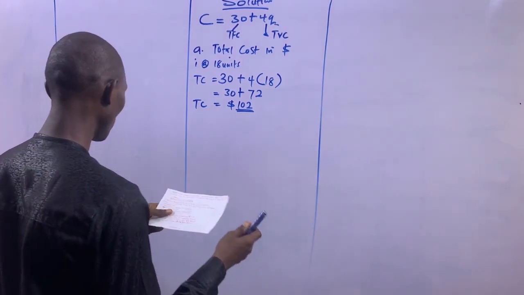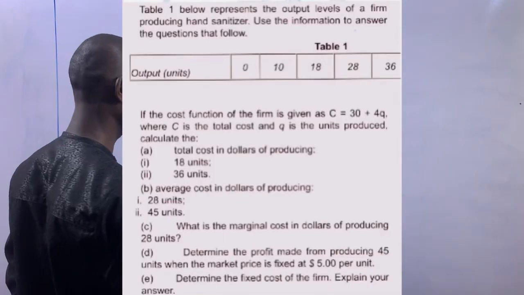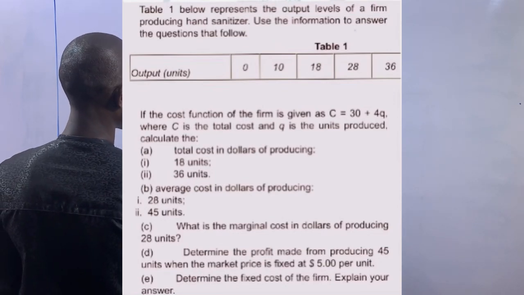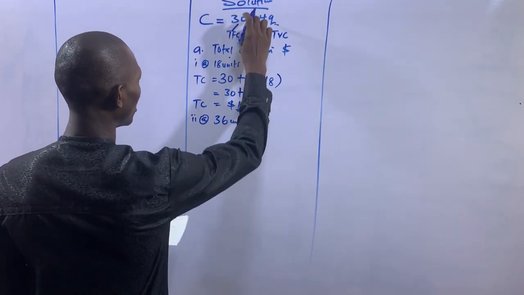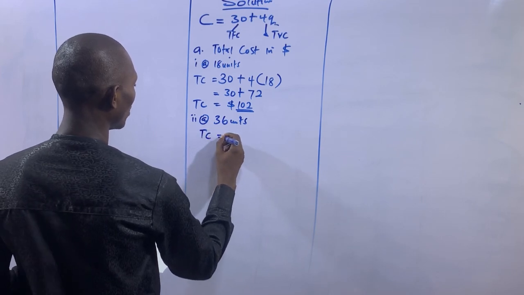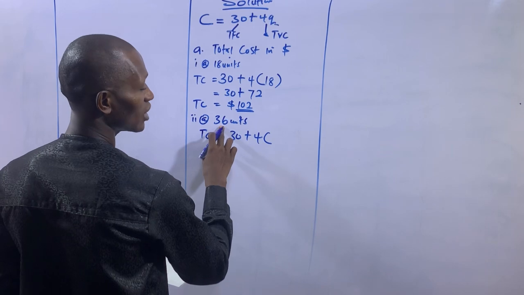Then the second, Roman figure 2 now, that's the total cost at 36 units. So we are still going to make use of this total cost function. So we have total cost now equals 30 plus 4, and our units produced now is 36.